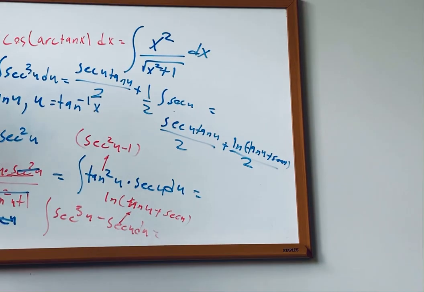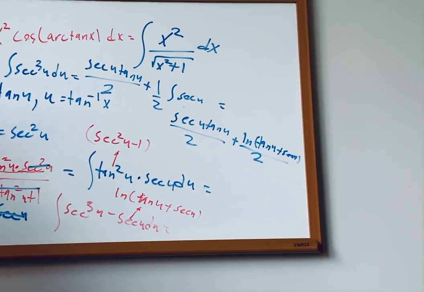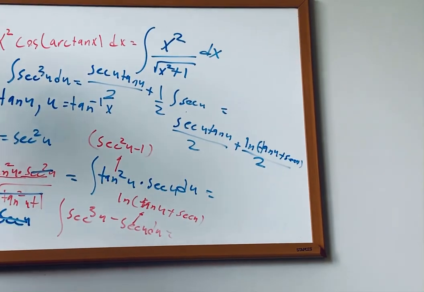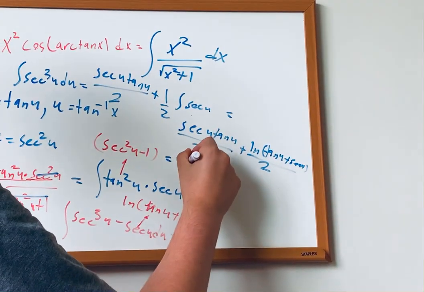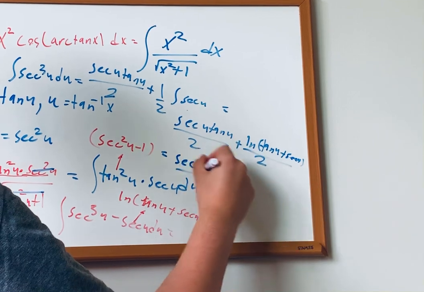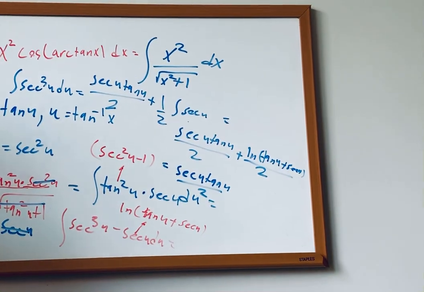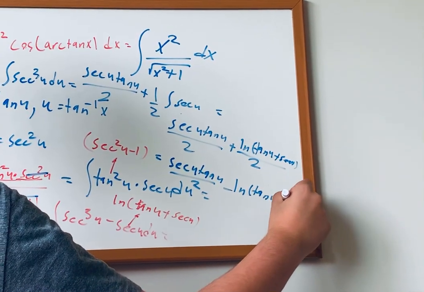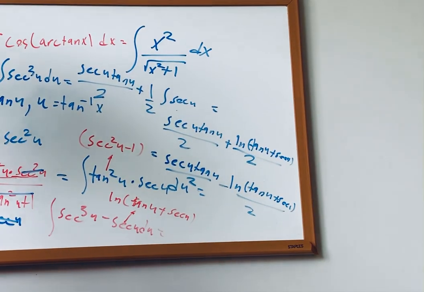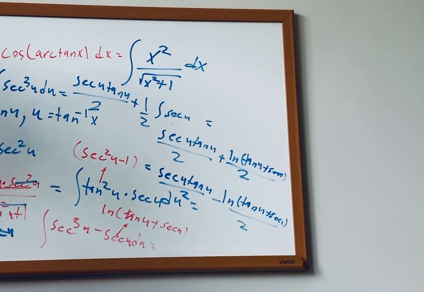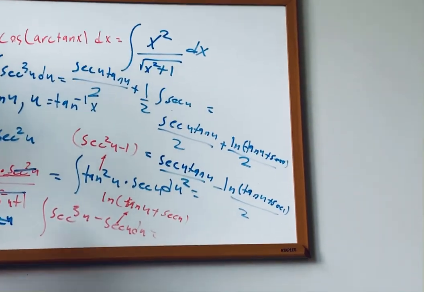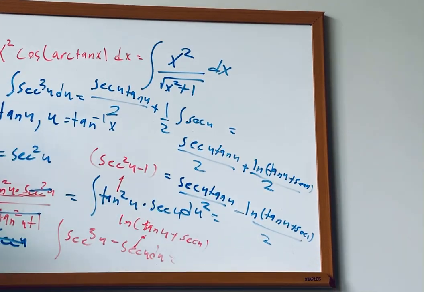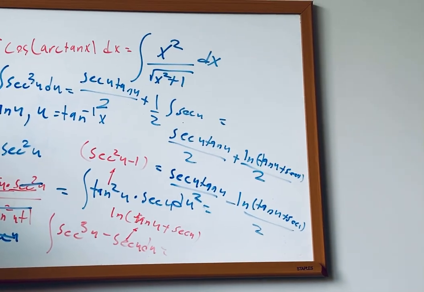So we get secant u times tangent u over 2, minus the natural log of tangent u plus secant u over 2. So our final answer would be secant u times tangent u over 2, and then we subtract the natural log of tangent u plus secant u over 2. And if we use our substitution for u, which is the arctangent of x, and use the formula from the right triangle, for our final answer, we just get x.